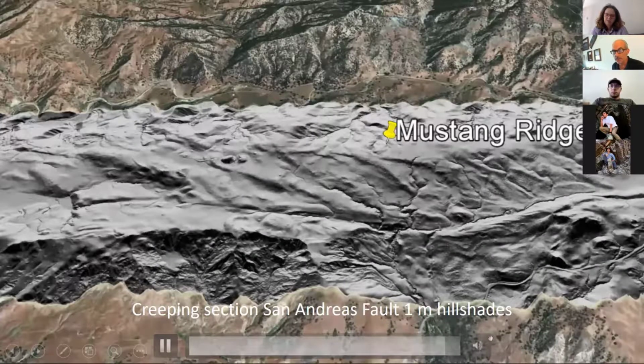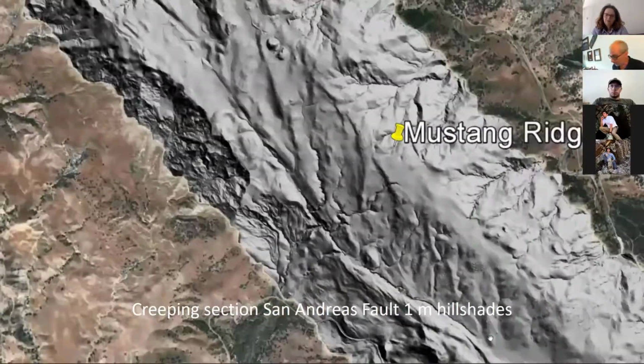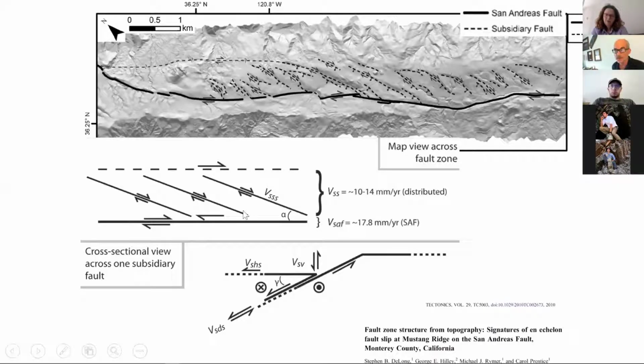So if we go to the next slide, this is a paper written by Steve DeLong a few years ago. So again, here's the map. There's the San Andreas with some discontinuous trace, but then all these oblique slip normal faults there. And what they showed, it's a little bit hard to see, but this is a cross section. So the San Andreas actually isn't vertical here. It kind of goes dipping underneath Mustang Ridge.